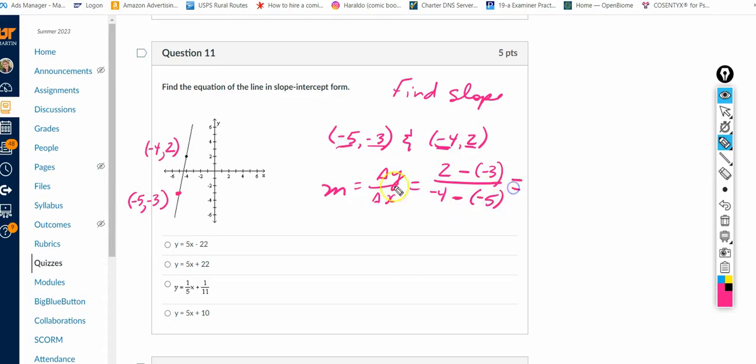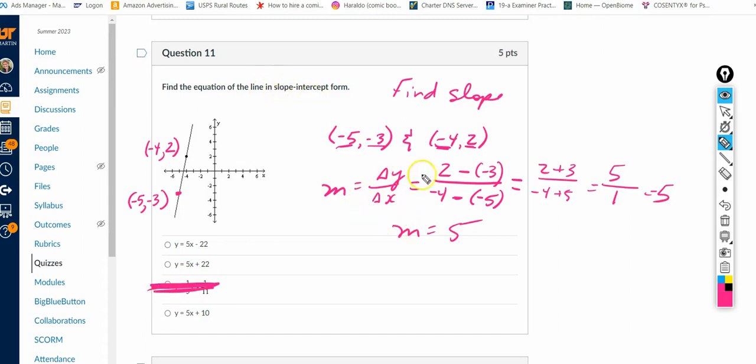All right, we have to be really careful with the negative signs here. So in the numerator, I'm going to have 2 minus -3, which is 2 plus 3, which is 5. And in the denominator, I'm going to have -4 plus 5, which is going to be +1. So the slope is equal to 5. Now, because of the way this is written, I can immediately recognize which ones have the slope of 5. This one does not have slope of 5. This one has slope of 1/5. So I can rule that one out.